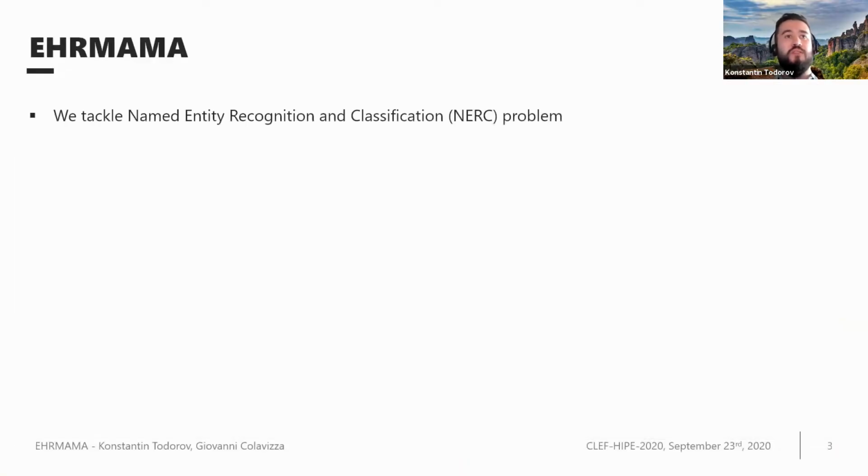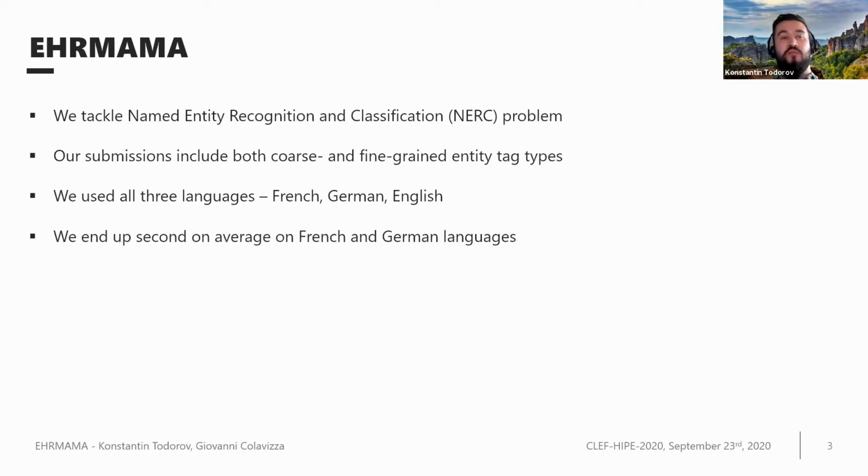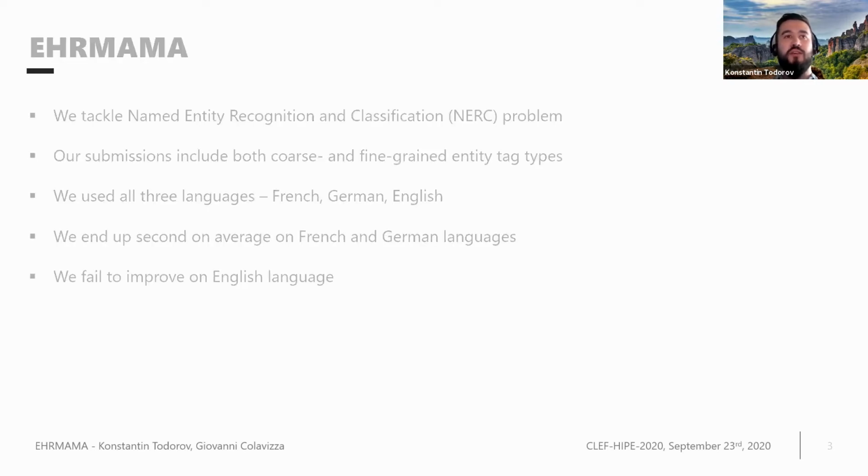Some facts about it. We tackle the named entity recognition and classification problem only. Our submissions include both coarse and fine-grained entity tag types. We used all three languages: French, German, and English. On average, we ended up second on the French and German languages, but unfortunately, we failed to improve on the English language. That is, our results are worse than the baseline results provided by the organizers.